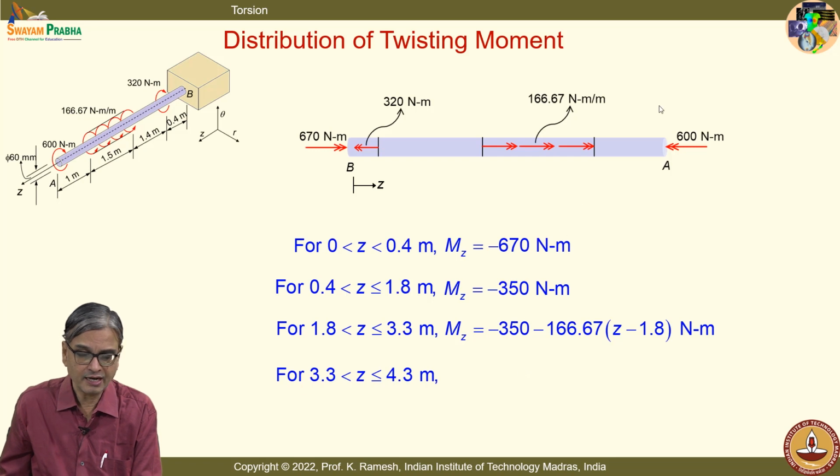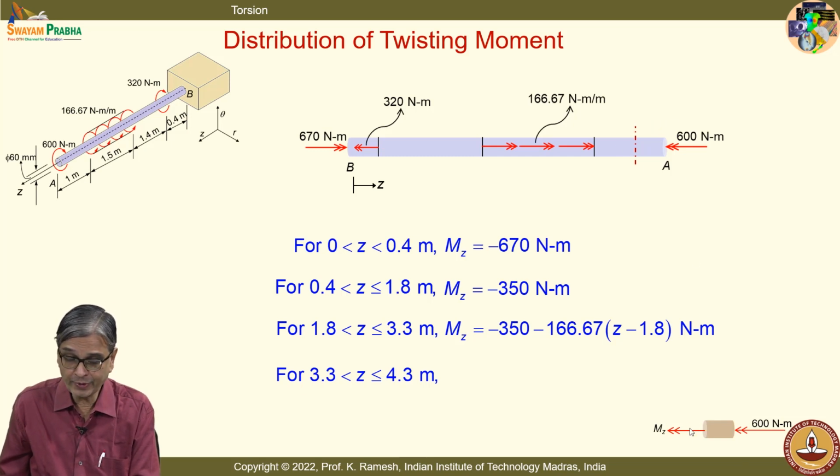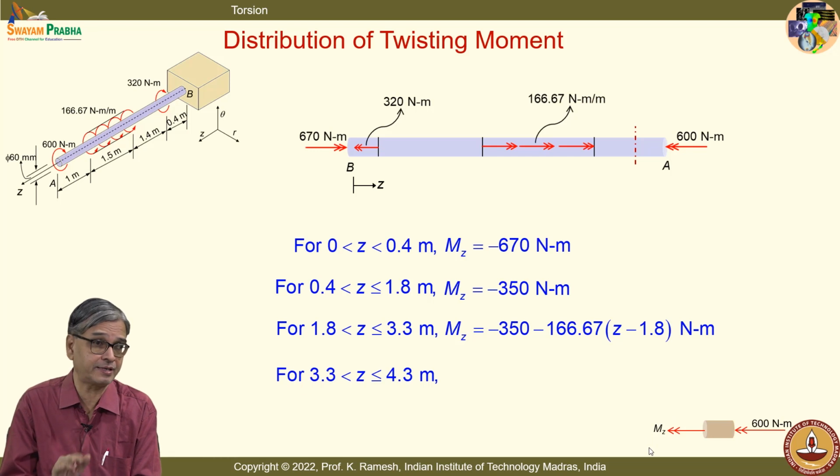So, when I get this Mz, finally I have an expression as a function of z, and the last section is simple. You take a cross section and again take the free body diagram, and here to simplify the mathematics, I have considered the right section and I have appropriately put the unknown twisting moment.